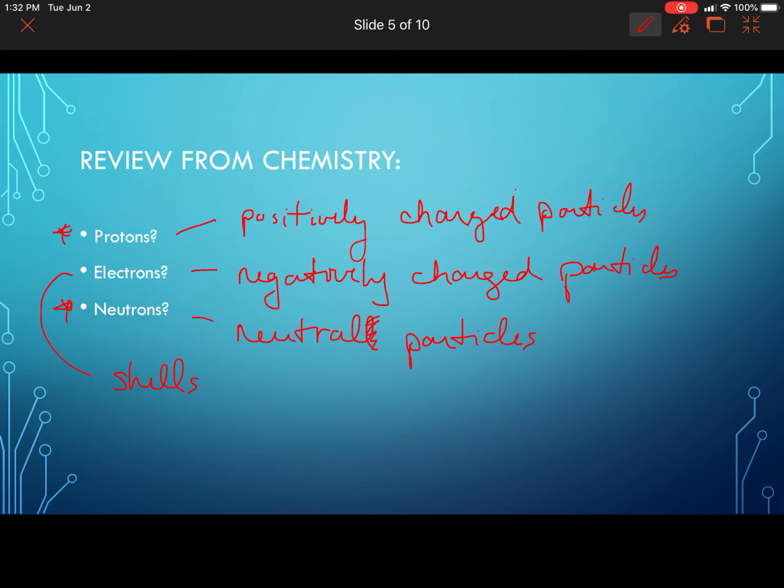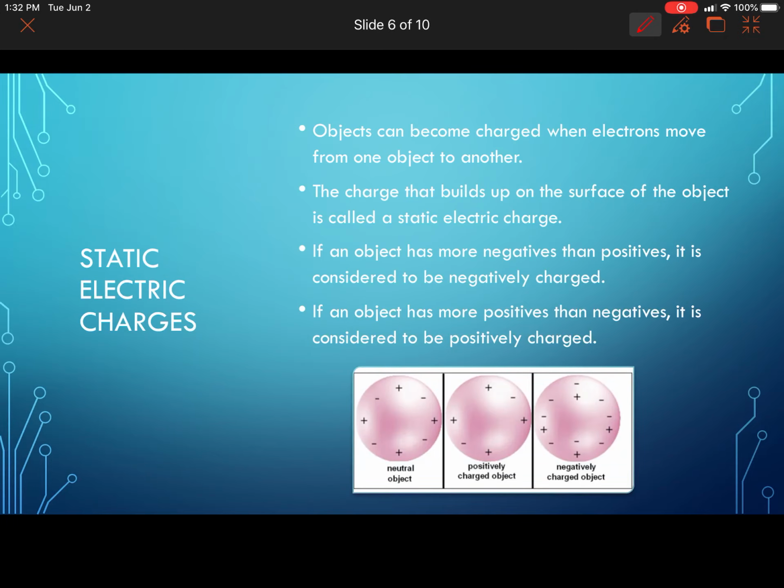Okay, so we're going to use these concepts of electrons and protons and neutrons. Well, we're not actually going to talk about neutrons, but protons and electrons, and this moves into our electricity unit here. Okay, so static electric charges. Objects can become charged when electrons move from one object to another. And it's important to note it is the electrons that move, nothing else, okay? Because remember, where are the protons located? Inside the nucleus. So they are not free to move. It's only the electrons that can move.